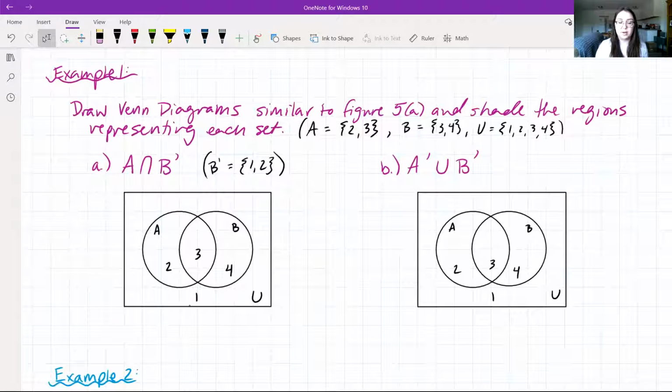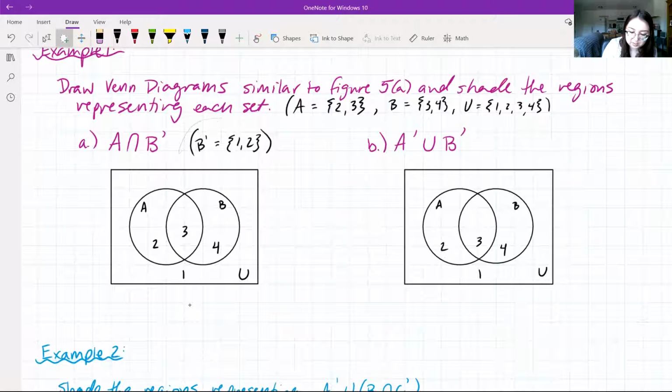So now we have A and we have B complement. Remember, the intersection is the areas that they share, where they are both present. If B complement is 1 and 2, and A is the set of 2 and 3, the only number that they share in this case is going to be 2. So the region that they share is going to be 2. I'm going to move this so we can write our answer there, actually. So move that down there.